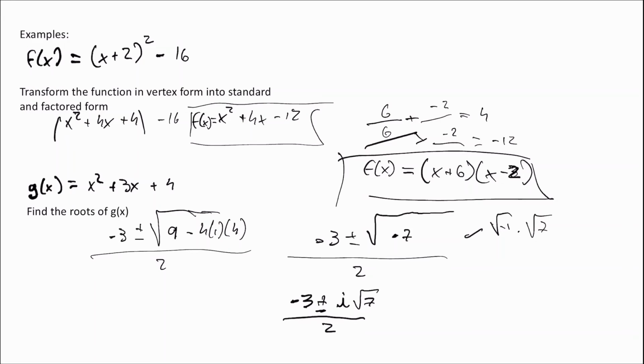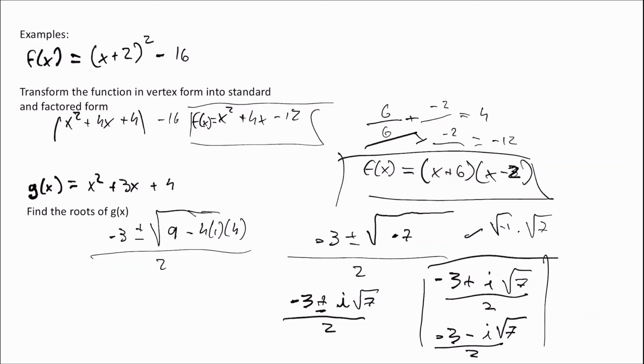And then, so my roots here will be negative 3 plus i root of 7 over 2 and negative 3 minus i root of 7 over 2. Once again, these are conjugate pairs.